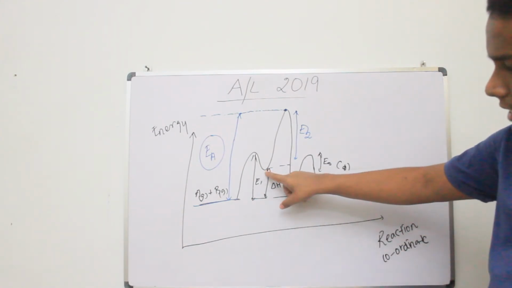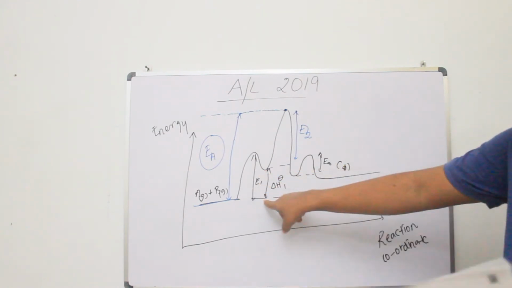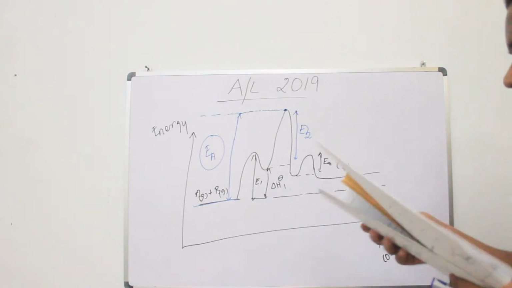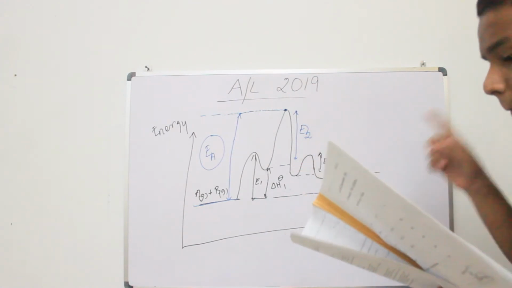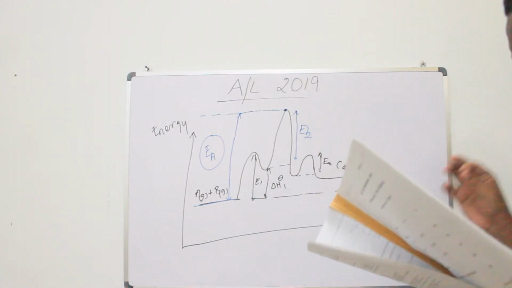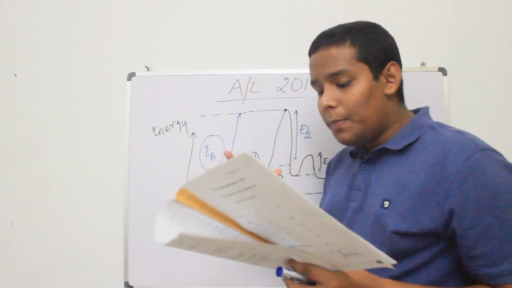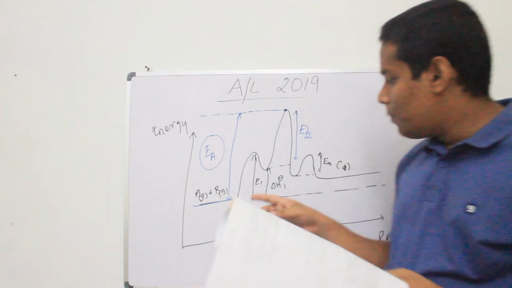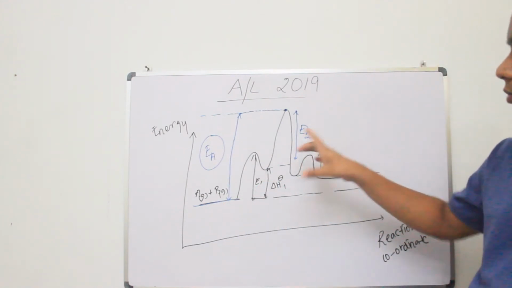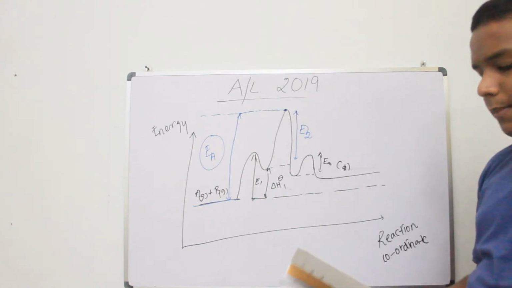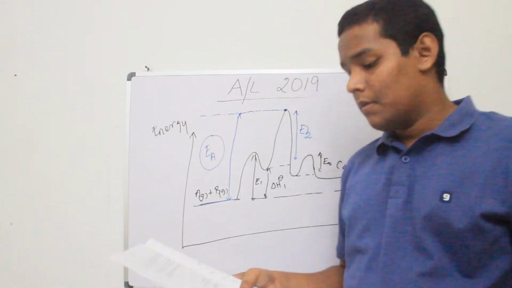Delta H theta 1 is from this trough to this point. E2 is from this to this trough. But our EA should be greater than that, no? It should be greater than delta H and E2. This gap is greater than this gap plus this gap. So your answer for question number 27 is the fifth one.